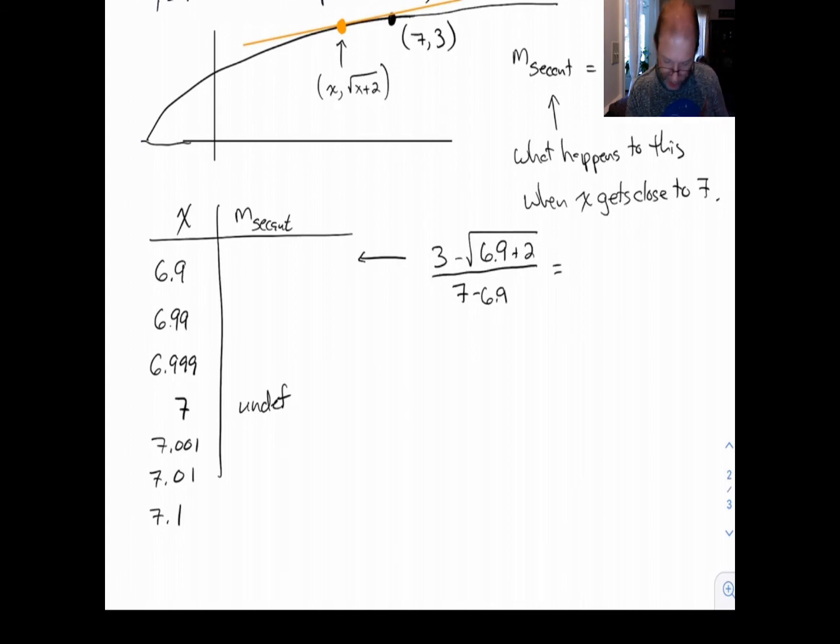Put that into my trusty Casio. 3 minus square root of 6.9 plus 2, I'll just go ahead and call that 8.9, divided by 0.1, or divided by 7 minus 6.9. So I have that in my calculator, and when I hit enter, this calculator gives me a very nice number there, but it's, let's see, 0.167 something.